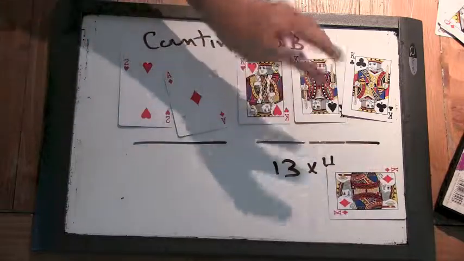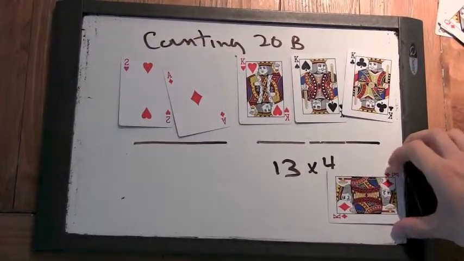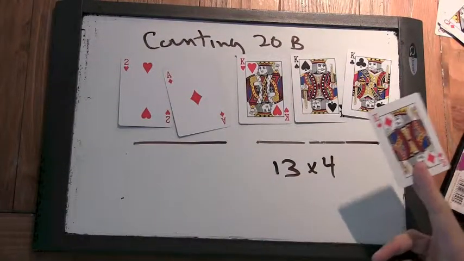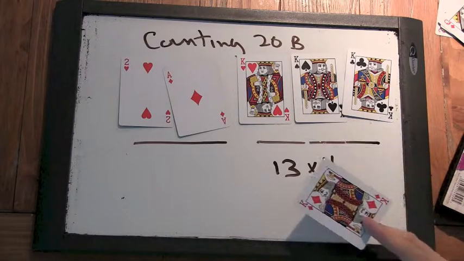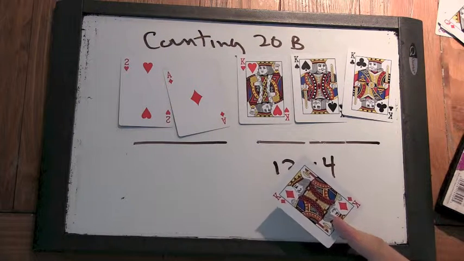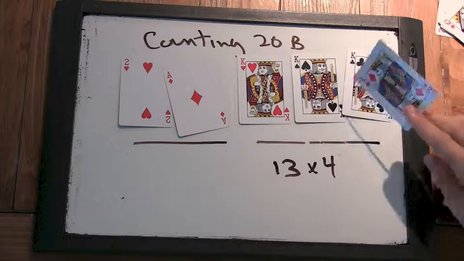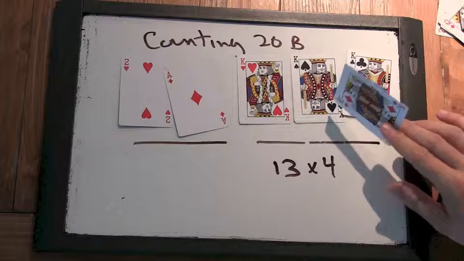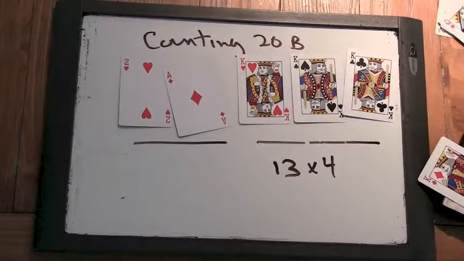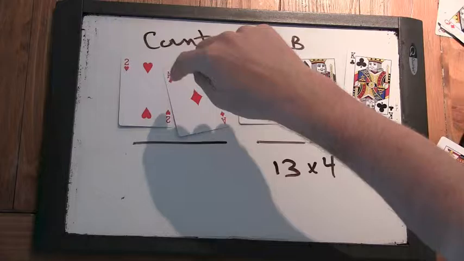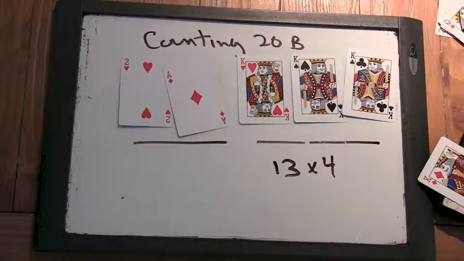So picking a set of 3 is the same as removing a single card, which is the same as picking a set of 1. So there you go. We found how many ways there are to make a set of 3. 13 times 4, that's 52. Now we have to move on to over here. Ready for that? Yeah.